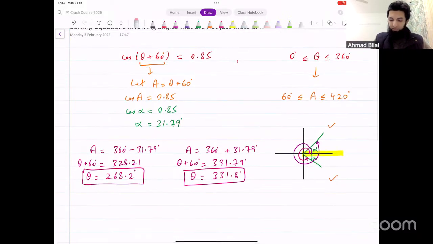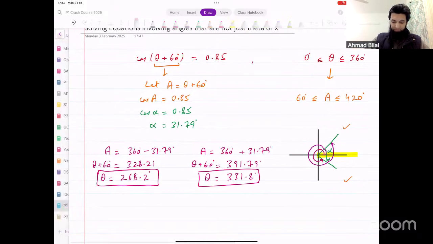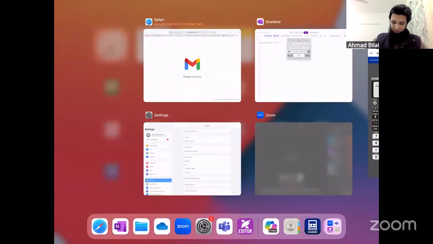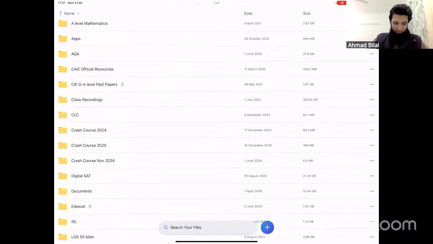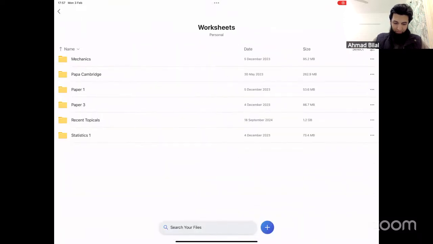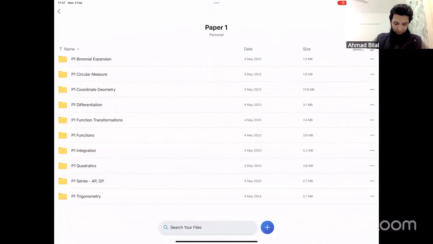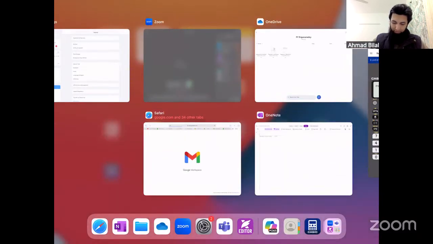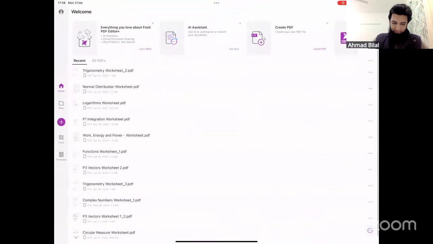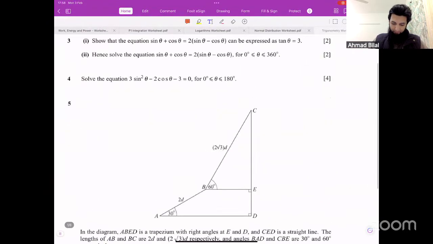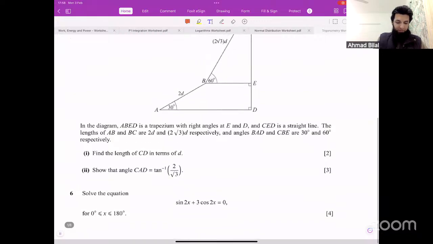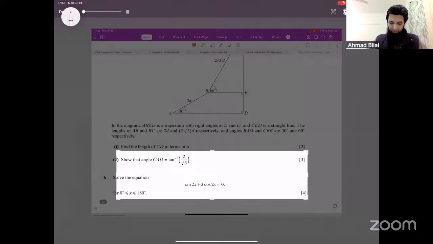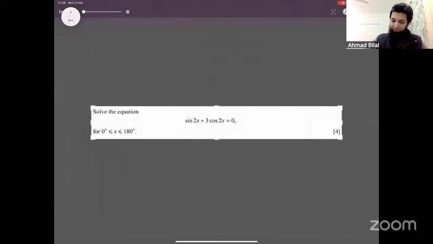Now we can have a look at a couple of questions from the worksheet like this. For instance, let me choose one from here. One trigonometry. I think it should be there. Okay, let's try this one. This is question number 6 from the worksheet. Let's have a look at this. Question 6 from the worksheet.